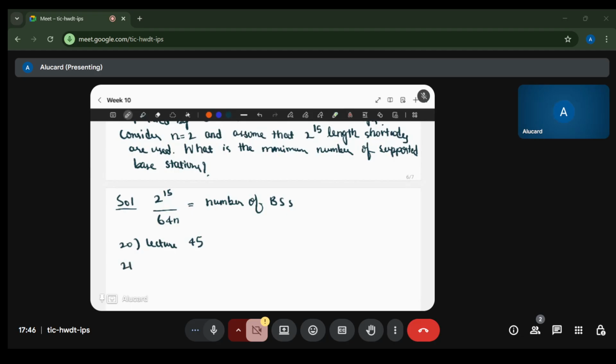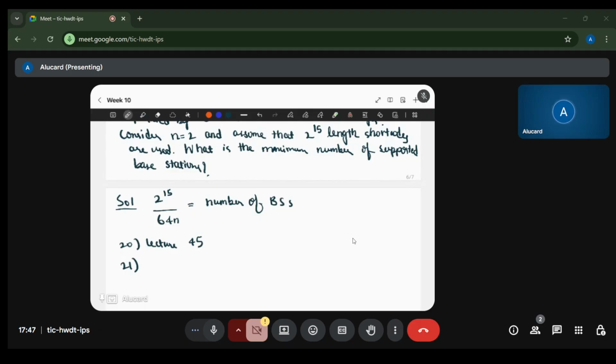Then 21. Consider the following statements for orthogonal variable spreading factor code. Statement 1. OVSF of L, 2i is OVSF of L over 2, i, OVSF of L over 2, i. And statement 2 is OVSF of L, 2i plus 1 is OVSF of L over 2, i, minus OVSF of L over 2, i. Again, are both statements true or false, or which of them is correct?